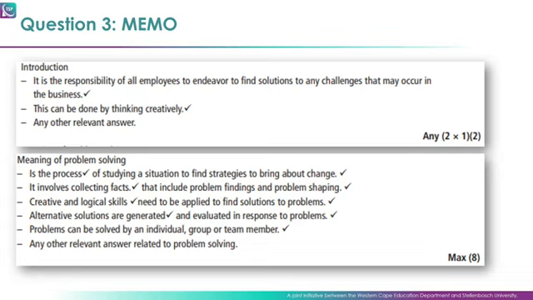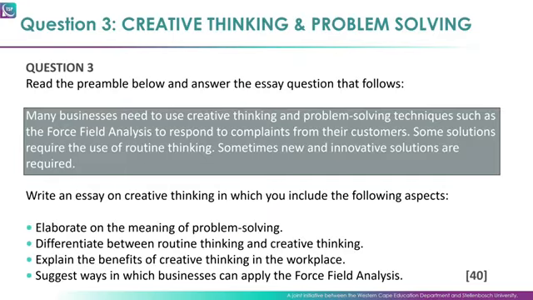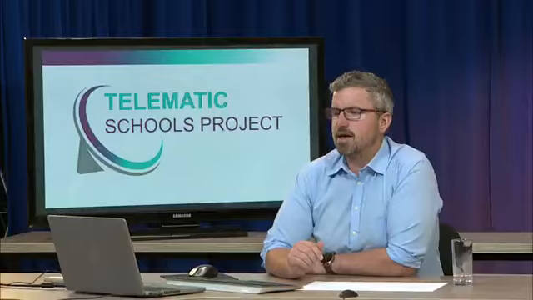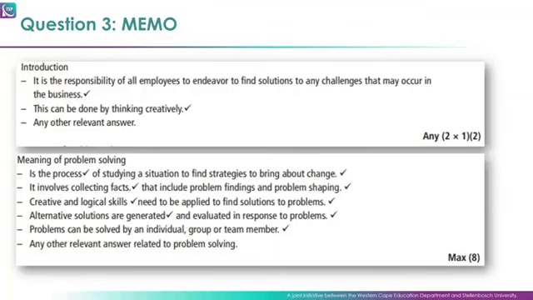Possible examples, if we go back to the question here, it said elaborate, and the question was all about creative thinking. So let's look at the possible answers. It is the responsibility of all employees to endeavor to find solutions to any challenges that may occur in the business. Now remember, we are requiring 2 points here. The second possible point is that this can be done by thinking creatively. As you can see there, any other relevant answer is obviously up to the marker as to whether it is relevant.